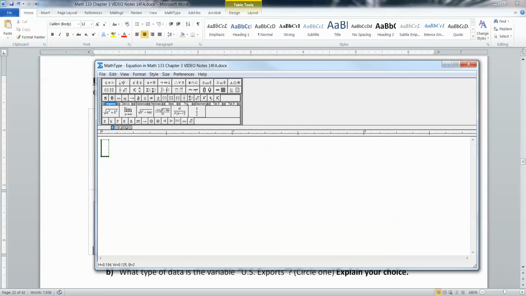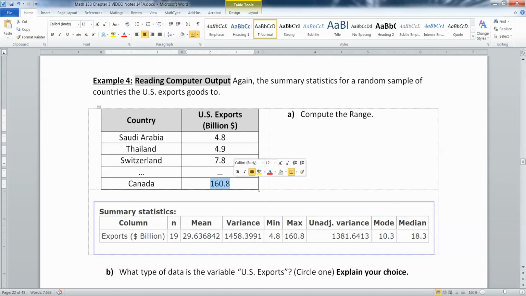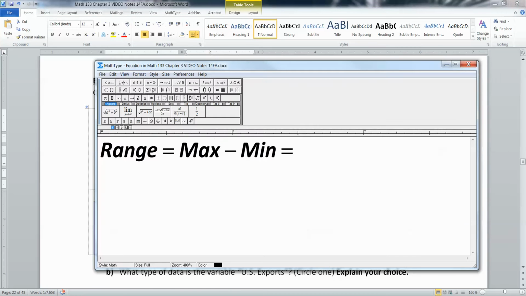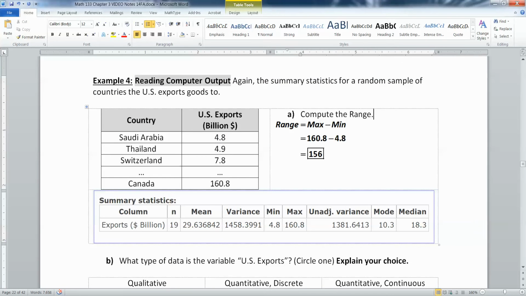Now, if you'll remember, the range is the max minus the min, which in this example is, let's see here, the max was 160.8 and the min was 4.8. So 160.8, that's Canada, 4.8, that's Saudi Arabia. So let's put this back. 160.8, take away 4.8, that would be equal to 156. Oops, and I have that in the wrong spot. There we go. Lovely. All right, we've just calculated the range from what was given.